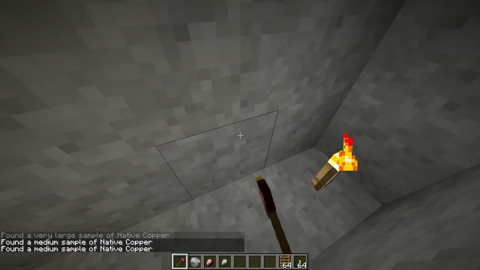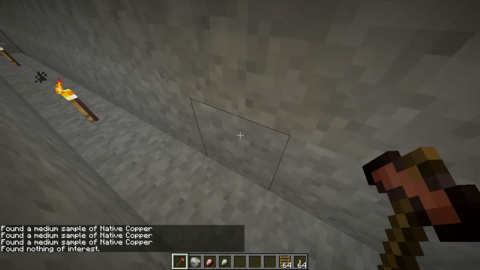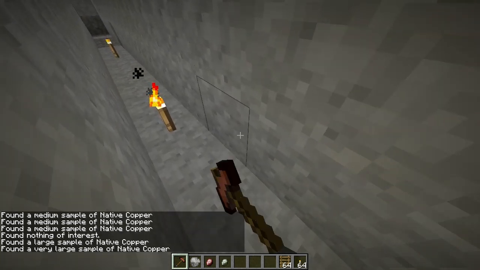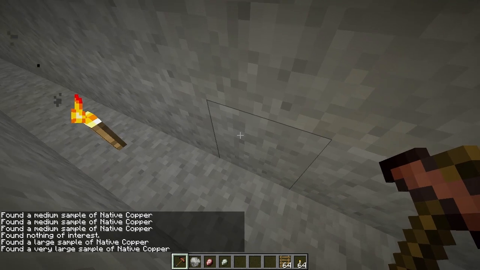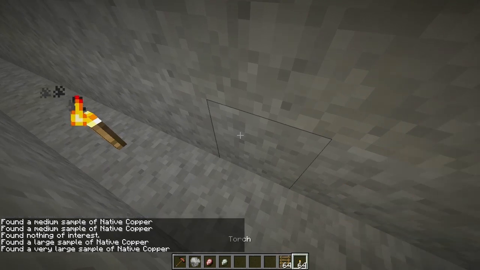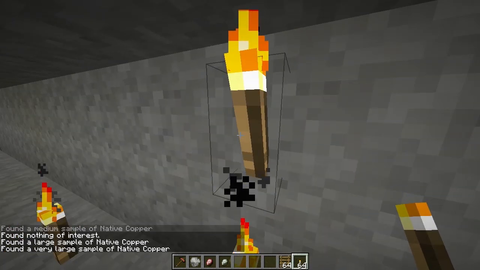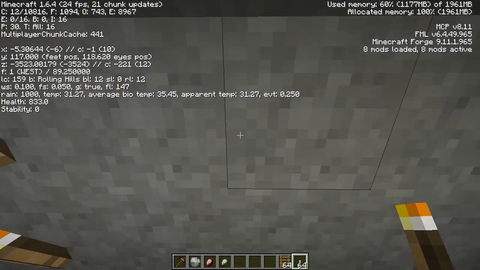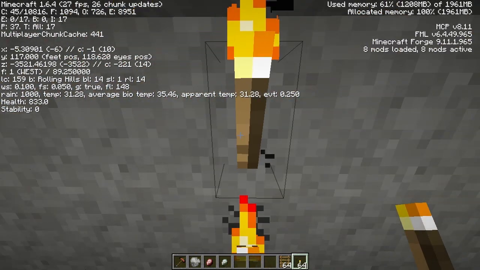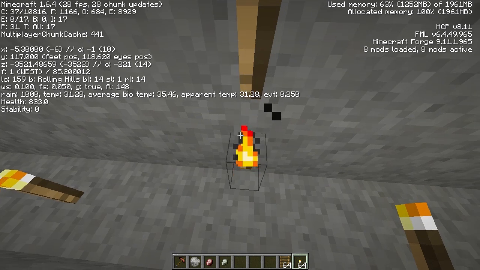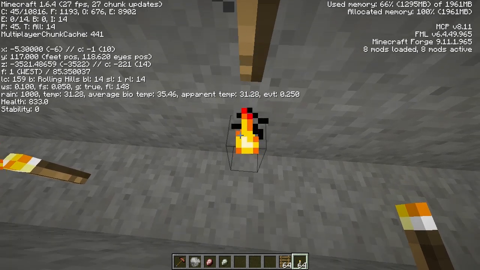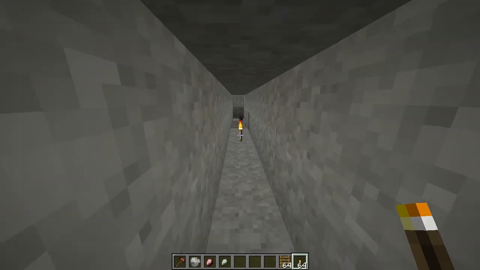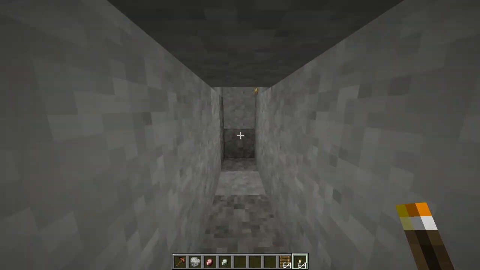Okay, so now we see that we have a medium sample, and we're going to follow this until we get the difference between a very large and a large. So this is the point where our reading changes. We're going to take note of our z coordinate, since that's what we're moving along, and it happens to be about -3522. Now we're going to go back in the other direction and do the same thing.